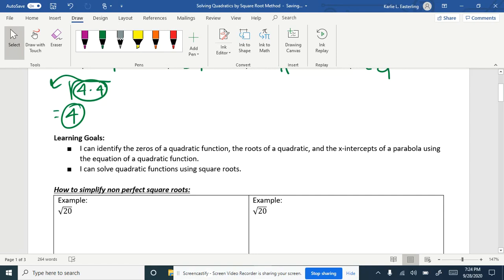So our learning goals for today are: I can identify the zeros of a quadratic function, the roots of a quadratic, and the x-intercepts of a parabola using the equation of a quadratic function. Hopefully you remember that zeros, roots, and x-intercepts are all the same thing. I can also solve quadratic functions using square roots, which is a lot of what we're doing today.